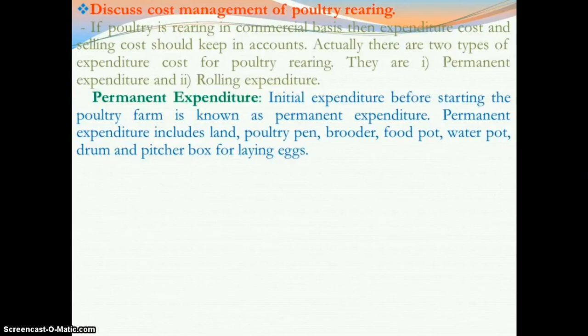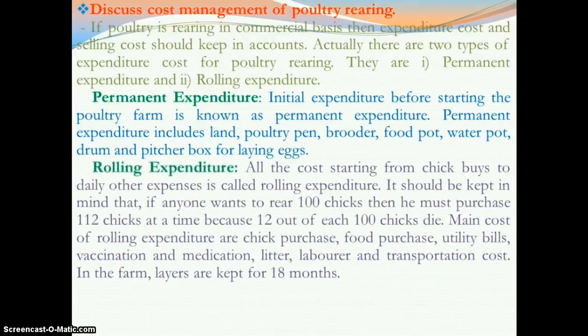Now let us know about rolling expenditure. All the costs starting from buying chicks to daily other expenses are called rolling expenditure. That means after formation of the farmhouse, from buying chickens up to selling, every day's cost is included in rolling expenditure.